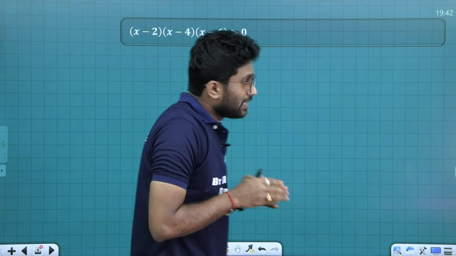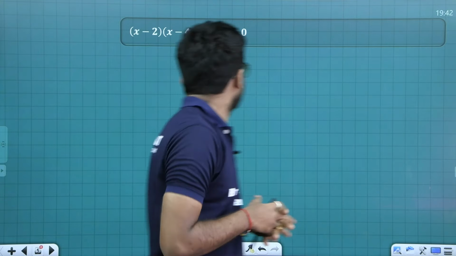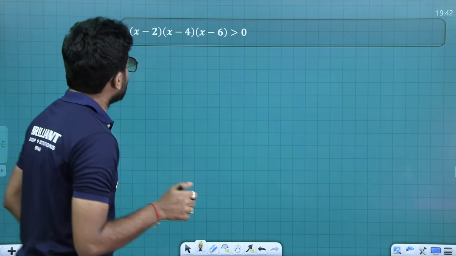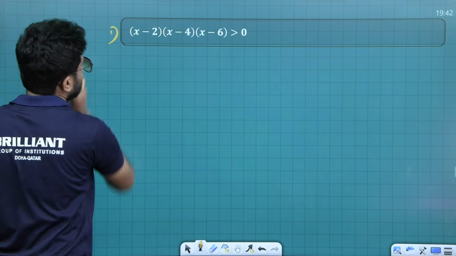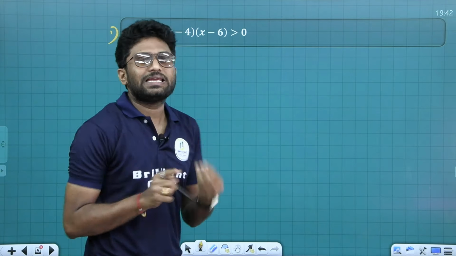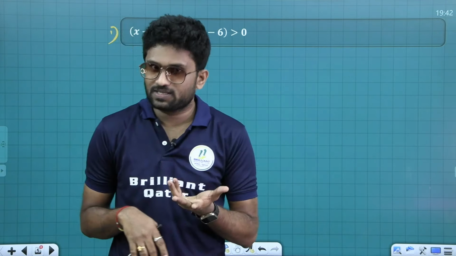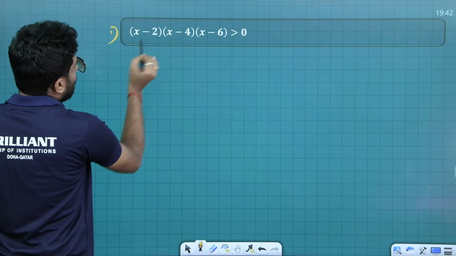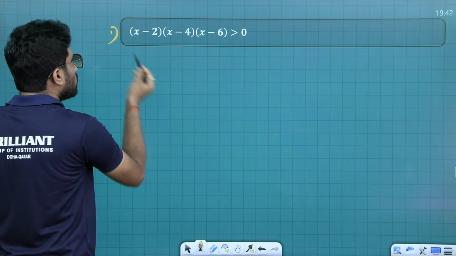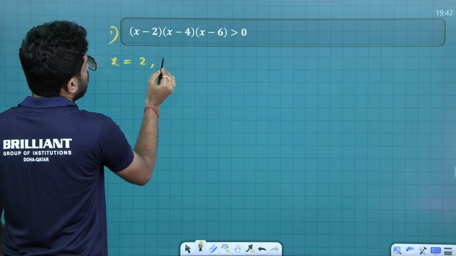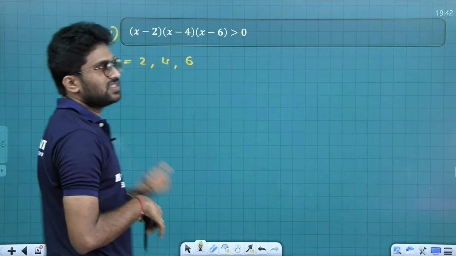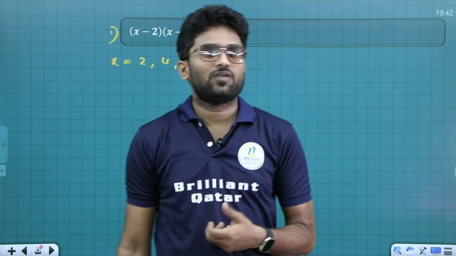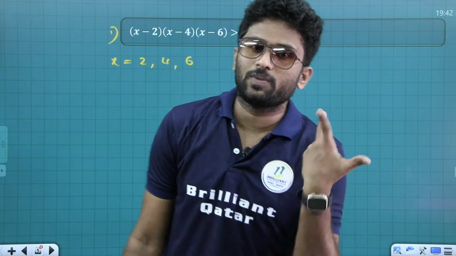We'll solve a particular beautiful example that we have. x minus 2 times x minus 4 times x minus 6 greater than 0. It's already been factorized, so now you see what happens. Just find all the roots, that is, the zeros. x can take 2, 4, 6, because if x is 2, the whole becomes 0; if x is 4, the whole becomes 0; if x is 6, the whole becomes 0.